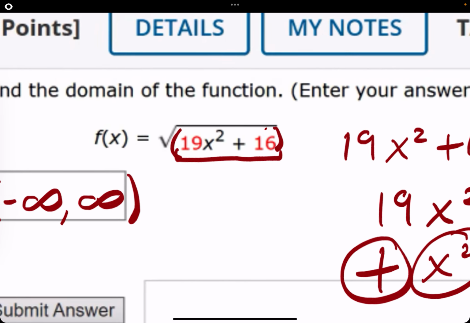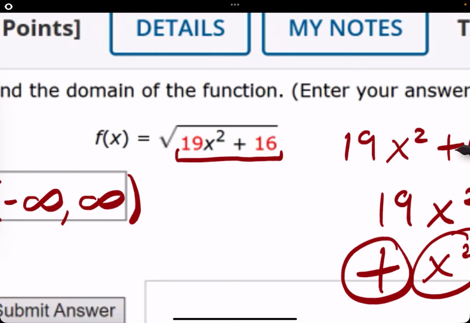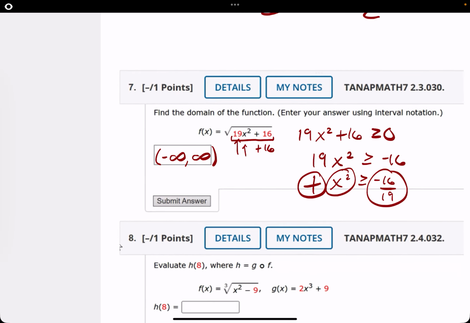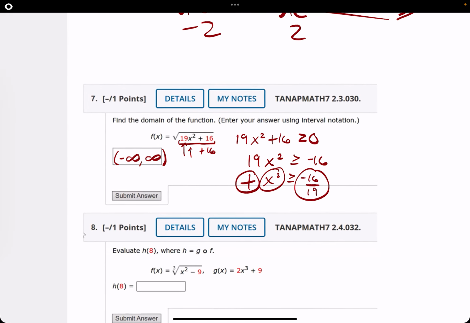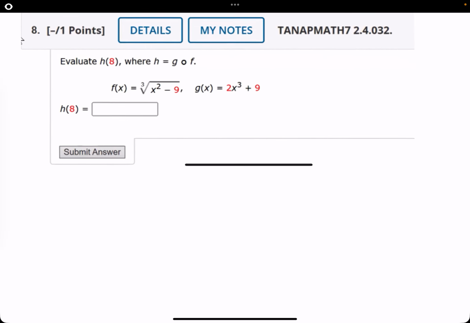Another way to look at it is, you'll never get a negative number because once you square it, it's either 0 or positive. Then you multiply by 19. Then you add 16. You're doing too much to make it positive, so there's no way it could be negative. All right, let's keep it going.